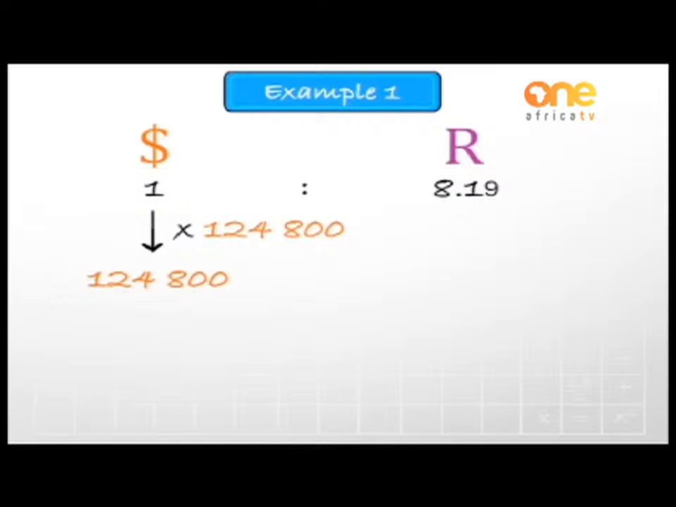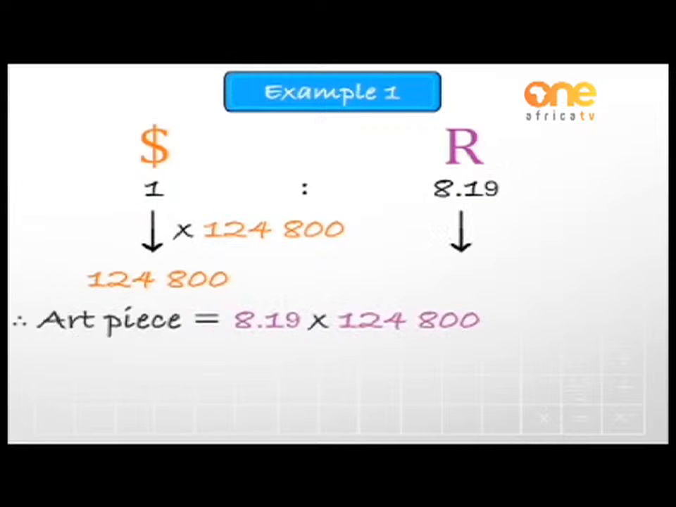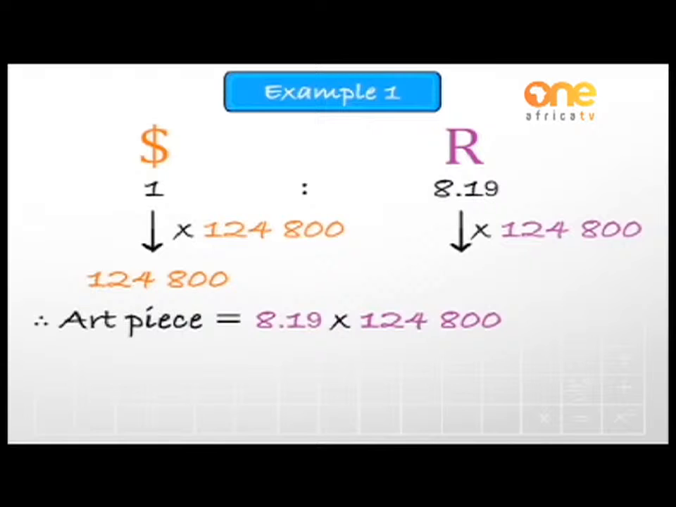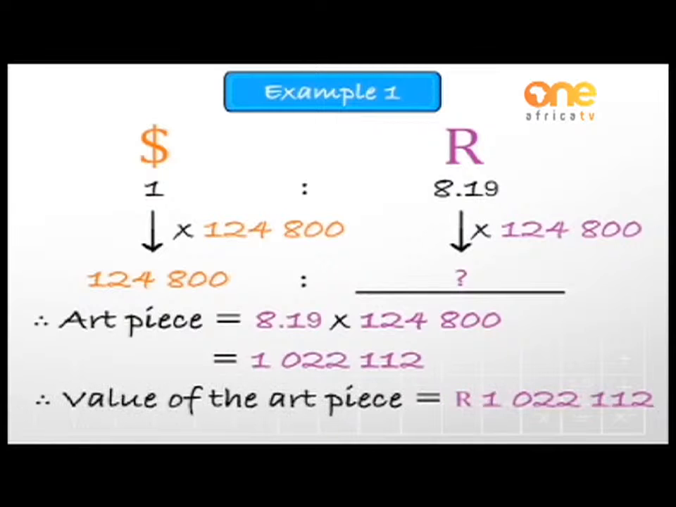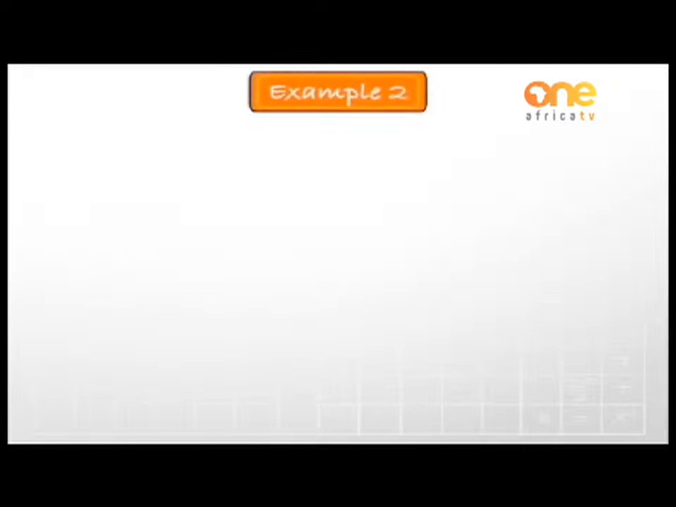124,800. And so, from our concepts learned with ratio and proportion, what we do to one side of the ratio, we do to the other. So we take our 8.19 and we multiply it also by 124,800. This then just gives us the rand equivalent of the dollar amount for the art piece. Therefore, the art piece is equal to 1,022,112 rand.